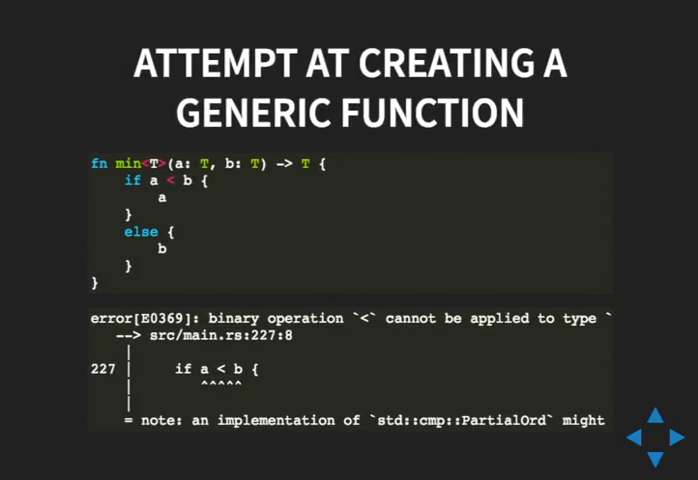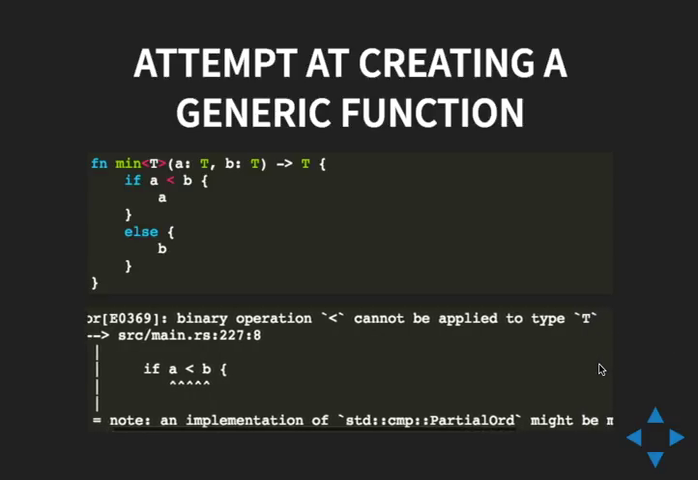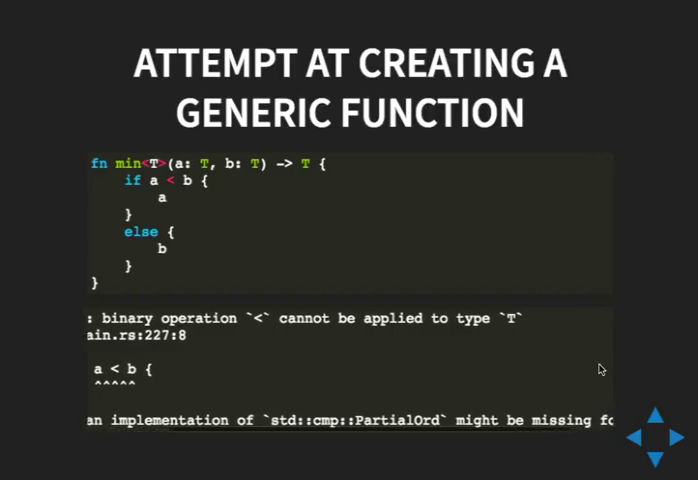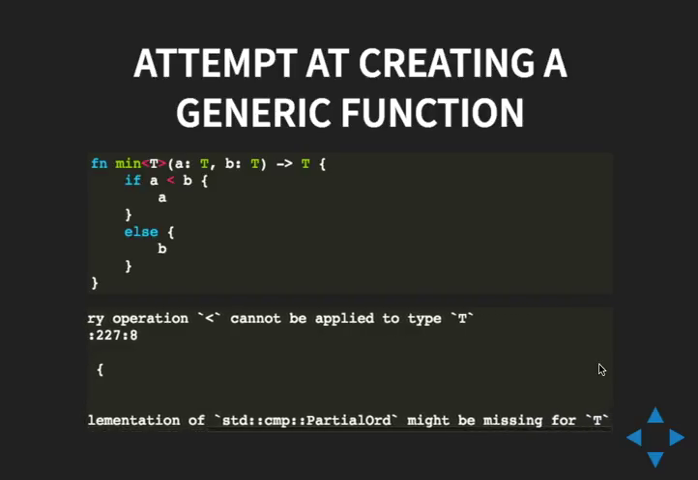So let's try to create a generic function as you would do in C++, for instance. So here we have a function min that takes a generic parameter T, and we have 2 parameters of this type T, and it also returns the same type. So if we try to compile that, the compiler won't accept it. It's because it doesn't know if we can call this operator over the type T. We must specify it somehow. So let's see how we can do that.